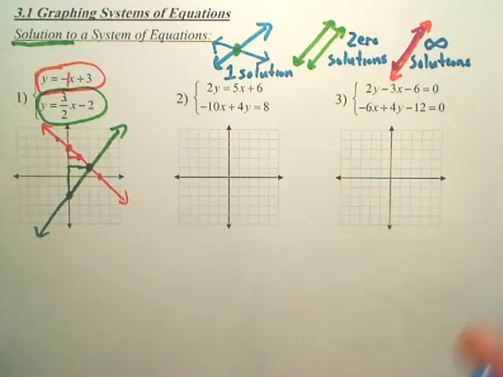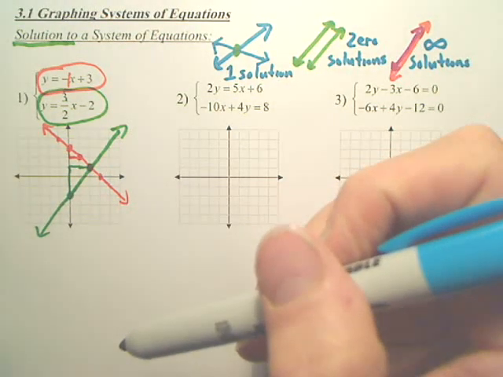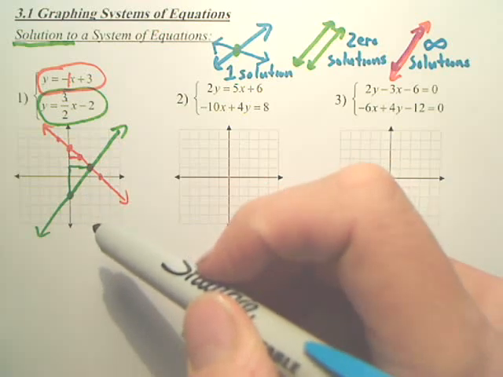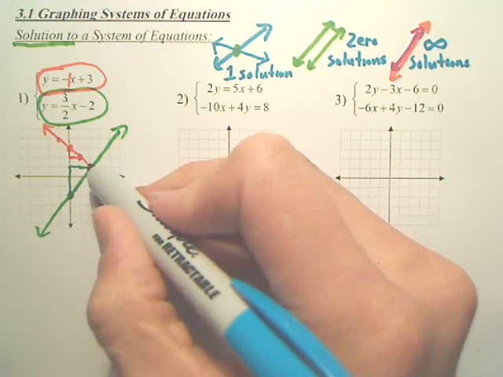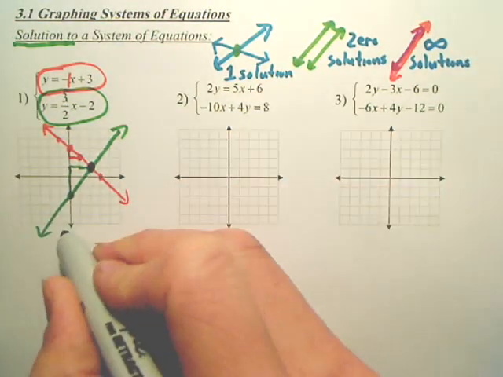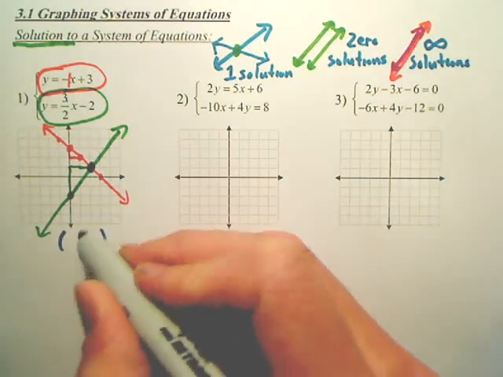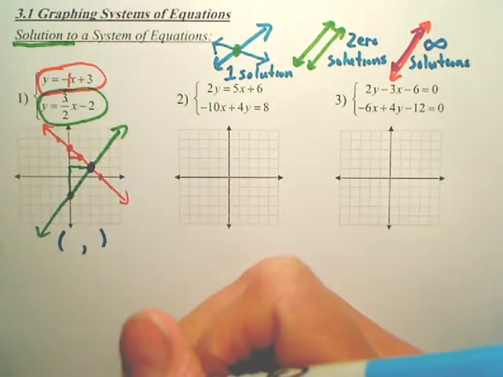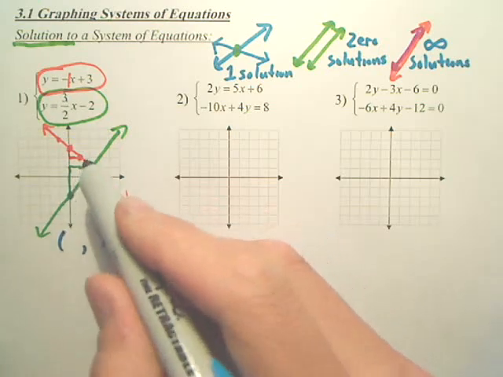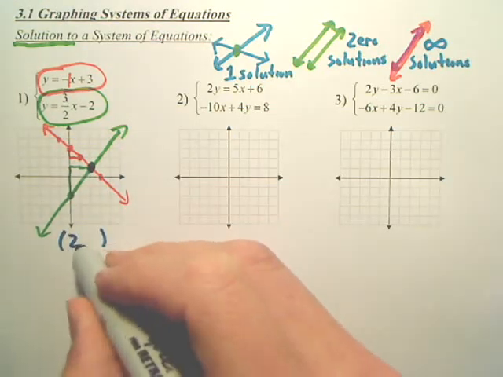So, I graphed both my equations. How many solutions does this have? 1. And it's right there. What is the coordinate of that point where they cross? That's what we're looking for. That coordinate is over 2 up 1. So over 2 up 1.